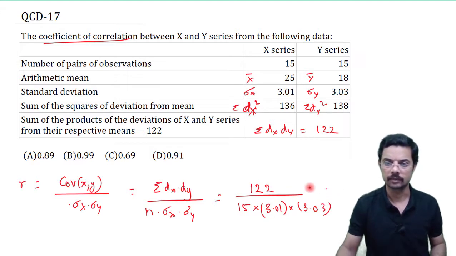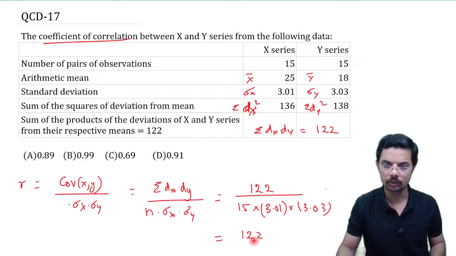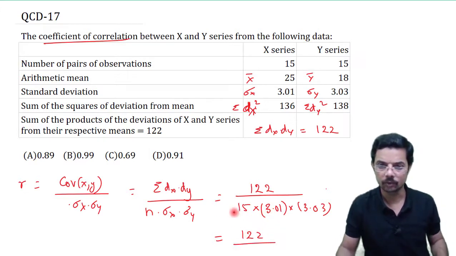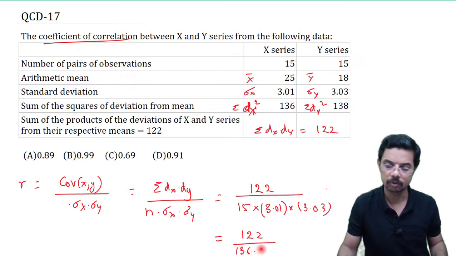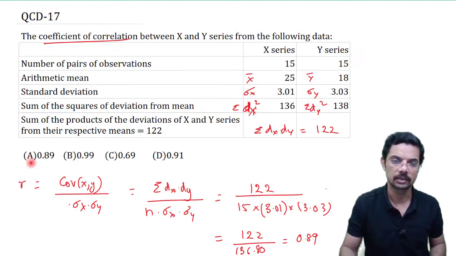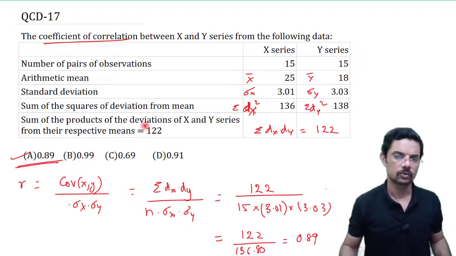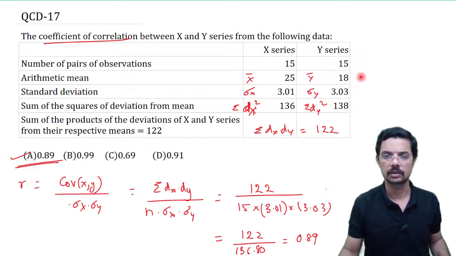When we calculate this, what do we get? 122 divided by 136.80. Further calculation will give you 0.89, and we have that here as option A. So option A is our correct answer. Okay, so here unnecessary values are given. This was not required for us, this was also not required for us.